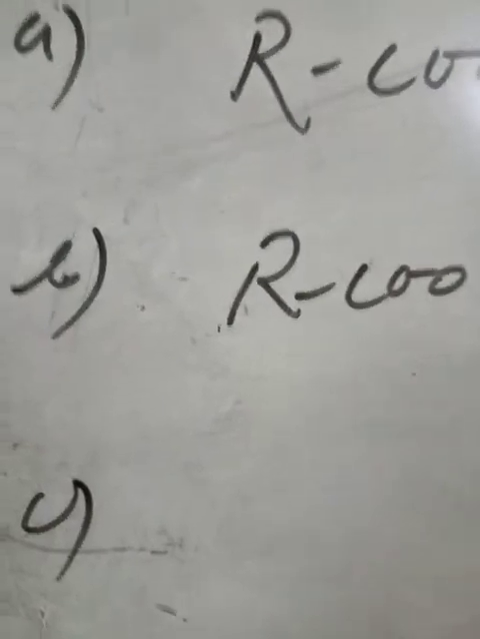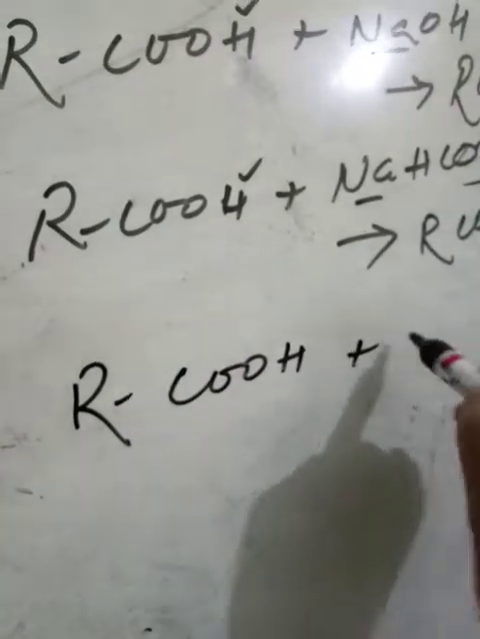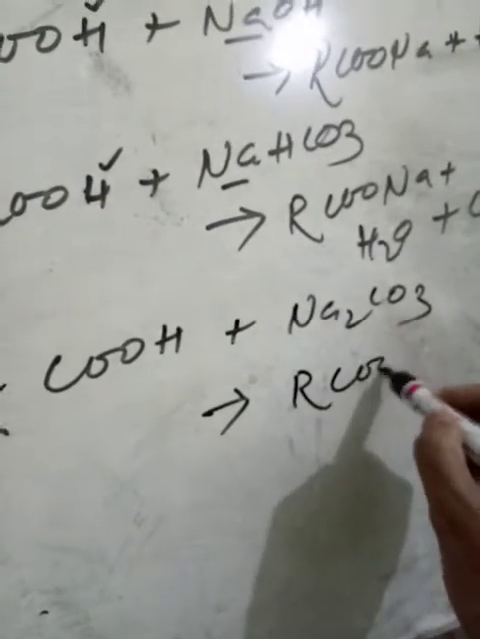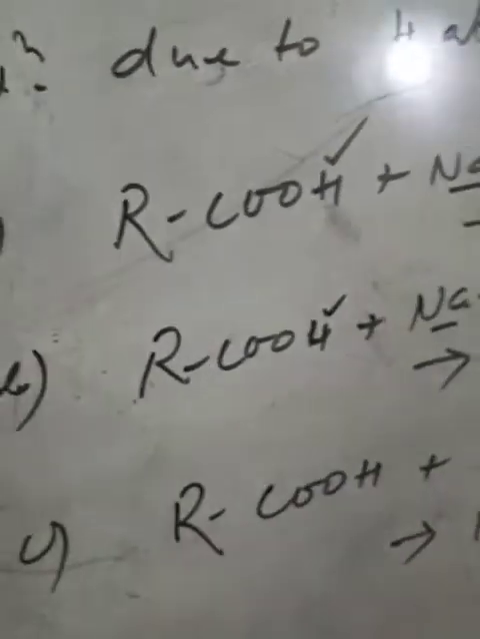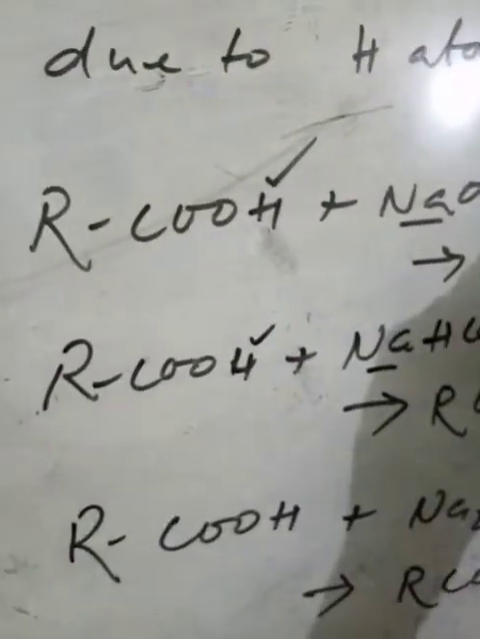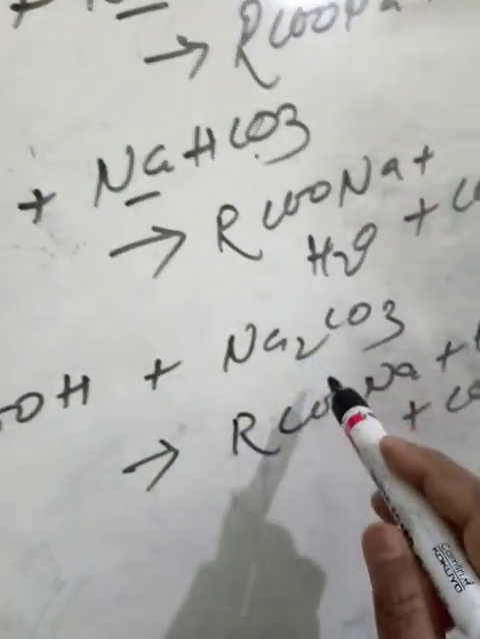Number C, say this is bicarbonate or carbonate, Na2CO3, it will form here also RCOONa plus H2O plus CO2. By these reactions, you can compare the reactions of phenol. Phenol being a weak acid, it reacts only with strong alkali. But carboxylic acid being stronger than phenol, it reacts with strong alkali and also weak alkali like sodium bicarbonate or sodium carbonate solutions, forming salt and water.